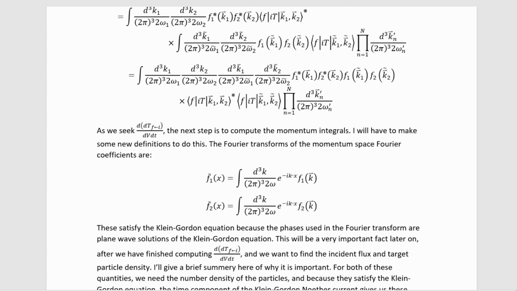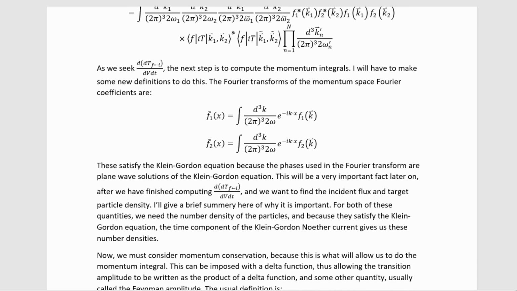The definitions I need to make are basically establishing notation for the Fourier transforms of the momentum space Fourier coefficients, and I'm just going to call them f tilde of x. These satisfy the Klein-Gordon equation because the phases used in the Fourier transform are plane wave solutions of the Klein-Gordon equation. This will be very important later on after we finished computing this and we want to find the incident flux and target particle density. We're not just going to ignore that. It's not just a chance fact that we're not going to take advantage of. I'll give a brief summary here of why it is important.